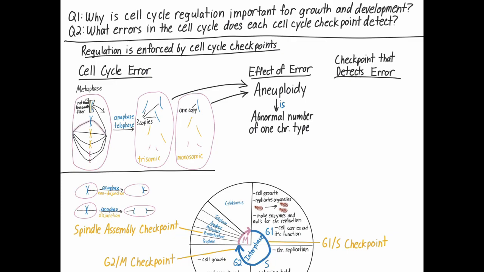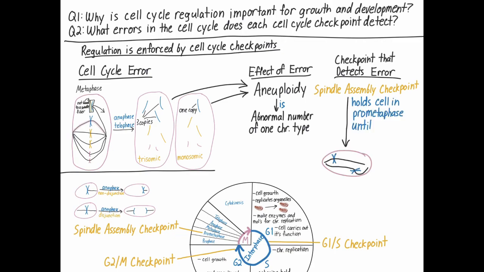The checkpoint that prevents non-disjunction is the spindle assembly checkpoint. Even though I've drawn a mitotic metaphase cell here, this checkpoint actually acts during prometaphase, because this is when the spindle fibers are attached to the kinetochores of sister chromatids. So the spindle assembly checkpoint holds the cell in prometaphase until both sister chromatids of each chromosome are attached to spindle fibers from opposite ends of the cell. This is good because separation and sorting of chromosomes into daughter cells is irreversible. You can't take one chromosome from one cell and put it back into another.